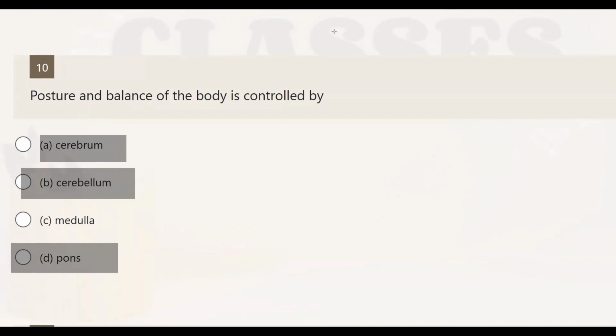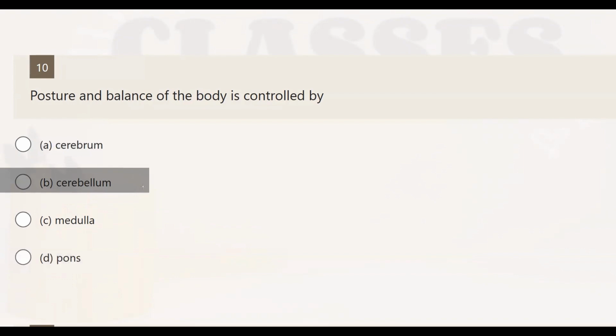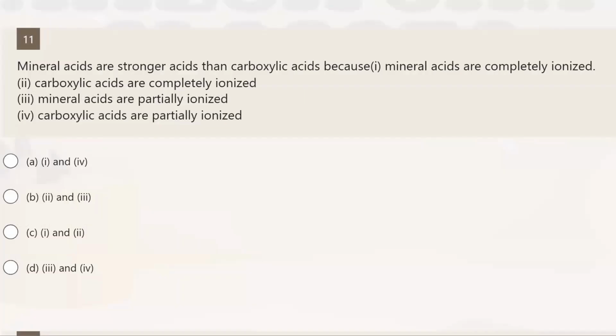Well, look into the options here. The correct option will be cerebellum, that controls the posture and balance. Like when you're cycling, you try to balance your body or the balancing the cycle. So here, the part of the brain which is in function is cerebellum.